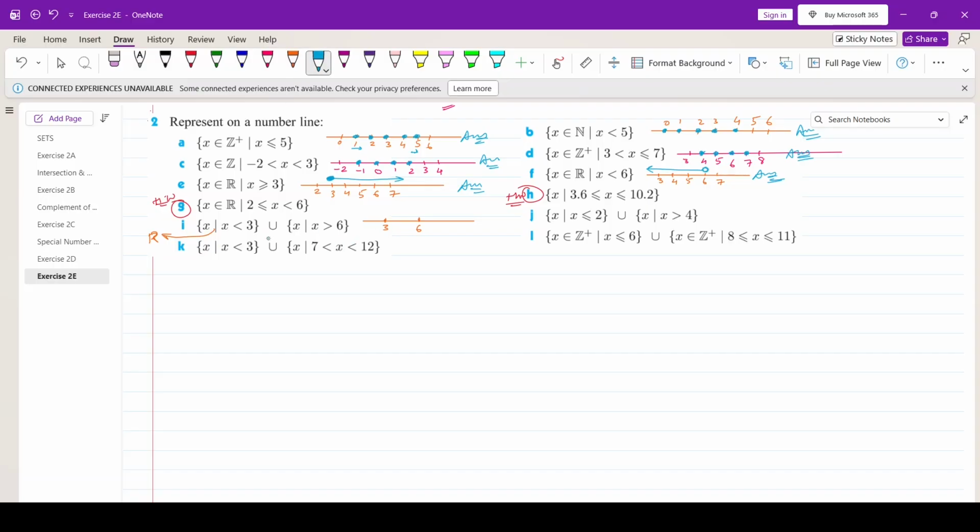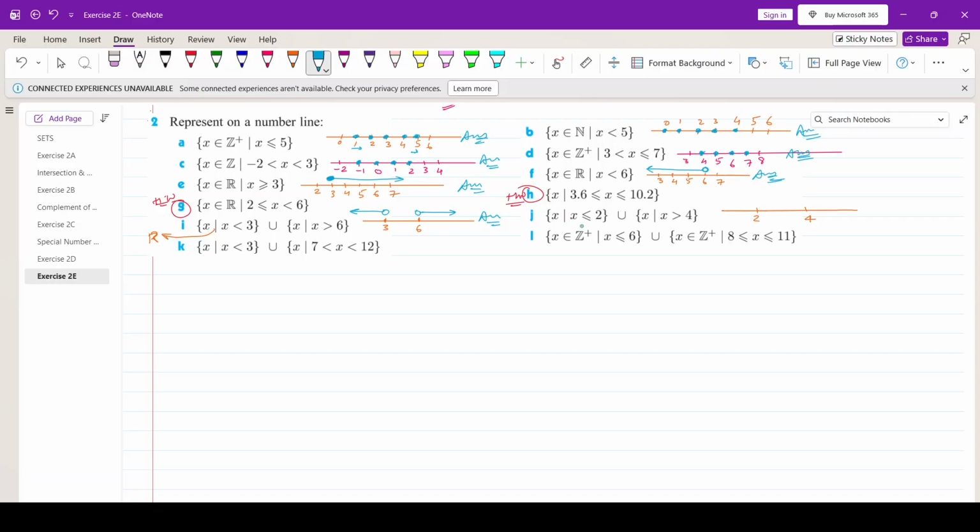Now in this case we are supposed to make lines for these two conditions. So what is this condition? This condition will be an empty dot and an arrow towards left. And for this condition, an empty dot and an arrow towards right. So this is our answer. For part J, it says a set of all x such that x is a real number less than or equal to 2. So we have 2 somewhere over here and we have 4 somewhere over here.